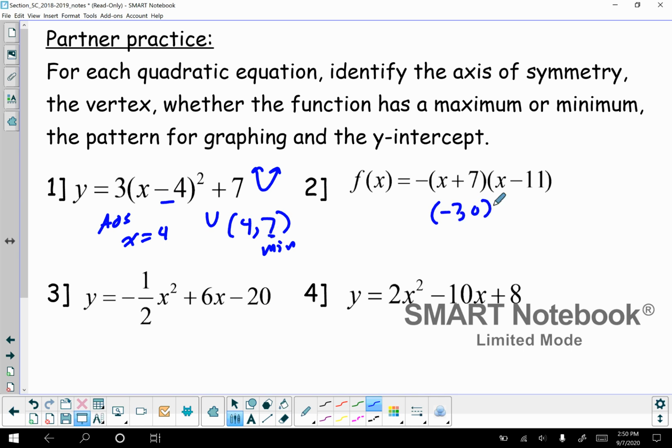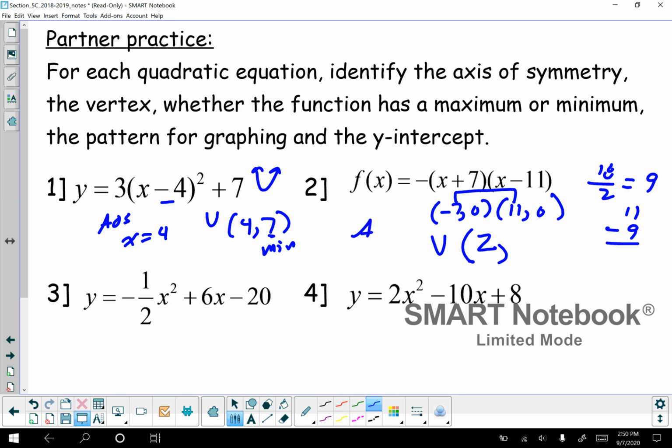The next problem, we know that (-7, 0) and (11, 0) are where it crosses the x-axis, so what's halfway in between those? The distance between these two is 18, and 18 divided by 2 is equal to 9. So if I go 11 minus 9, I get to 2. That's also my axis of symmetry.